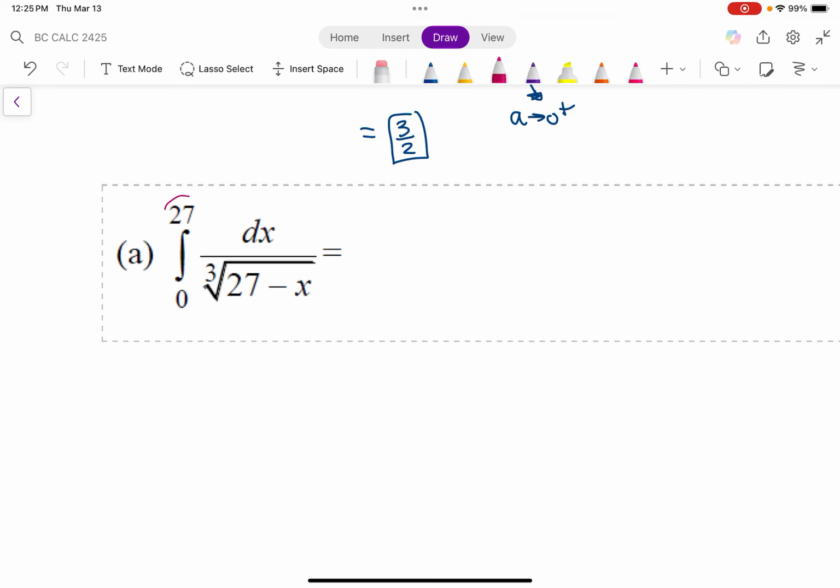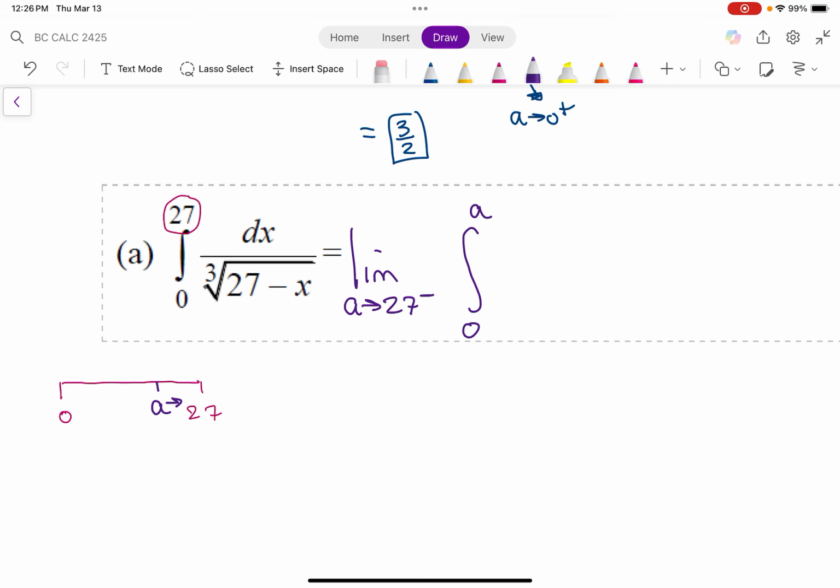Notice the problem here is this 27. There's a discontinuity at 27 because you'd be dividing by 0. So we're going to pick a letter. I'm going to use a because b's look like 6s sometimes. We're going to do the integral from 0 to a, and then push a towards 27 from the negative side. So this is the limit as a goes towards 27 from the negative side of the integral from 0 to a.